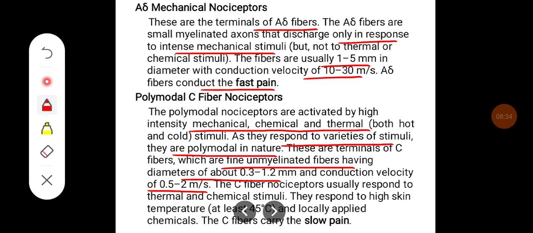The fibers of these nociceptors usually respond to thermal and chemical stimuli. They respond to high skin temperature, at least 45 degrees Celsius, and locally applied chemicals. The C fibers carry the slow pain.